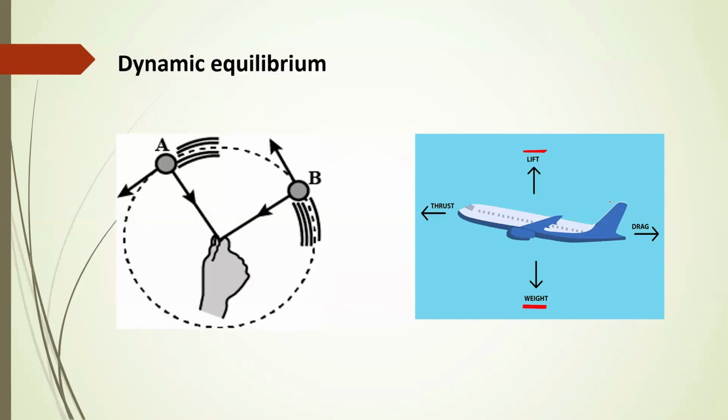At the same time, we can see there is a drag also in this direction and the thrust which is pulling the plane forward. So they are also in the opposite direction but of equal magnitude. That is why the state of the body, or rather the plane, is not changing. It is at a constant speed. That is what we call dynamic equilibrium.